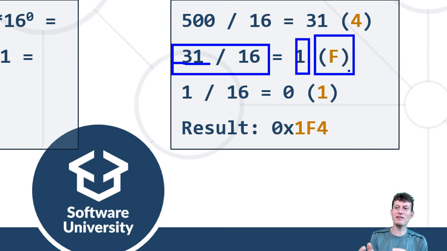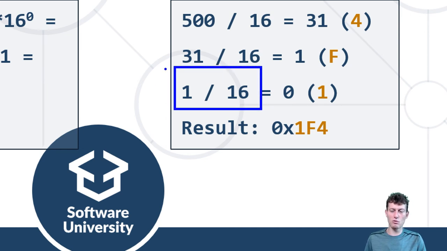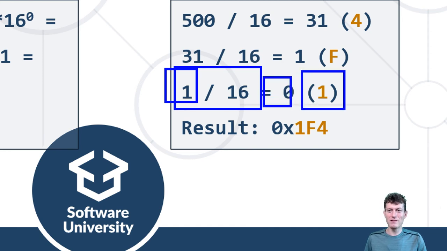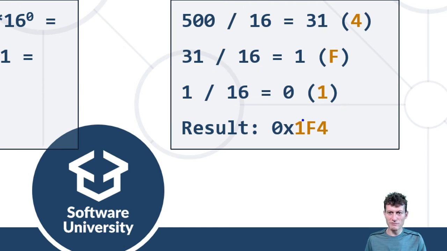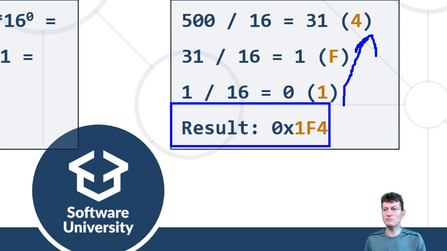This digit F is the next digit of the converted number. The next step is to divide by 16 the value 1 obtained from the previous step, and we obtain 0 and remainder 1. This digit 1 is the first digit of the converted number. Finally, the result is constructed by reversing the digits corresponding to the remainders obtained from each division. In our case, the result is 1F4.